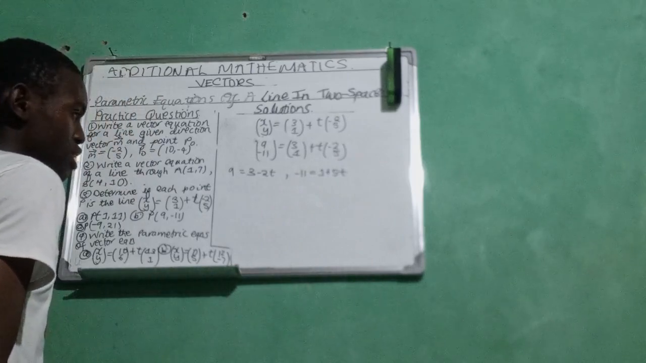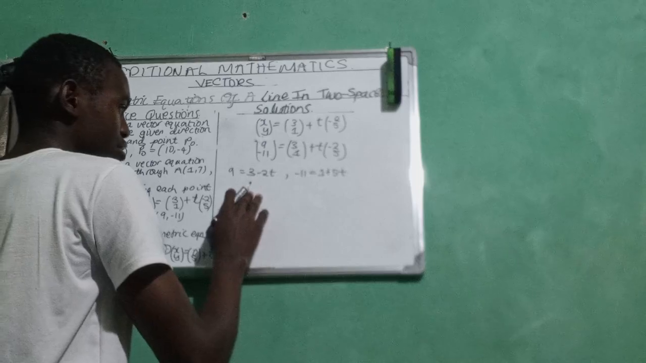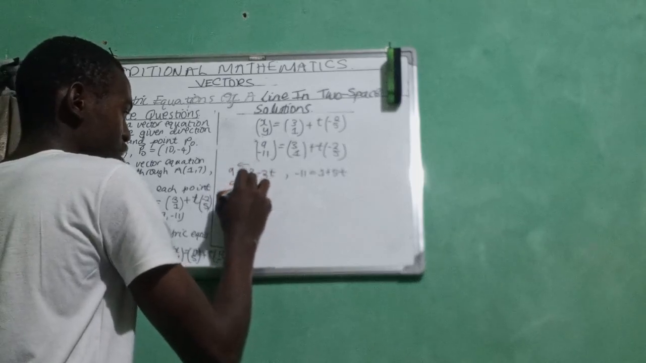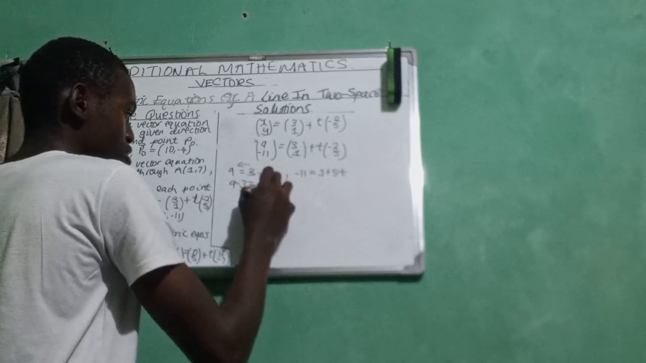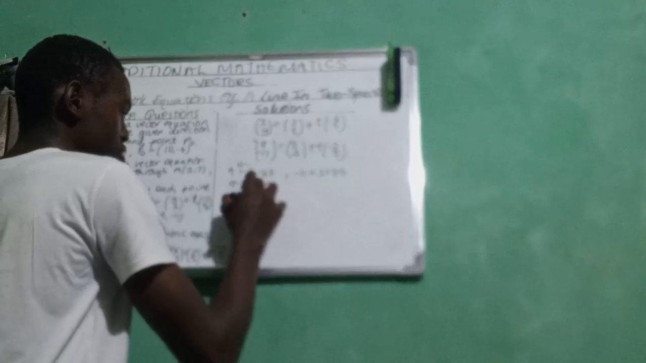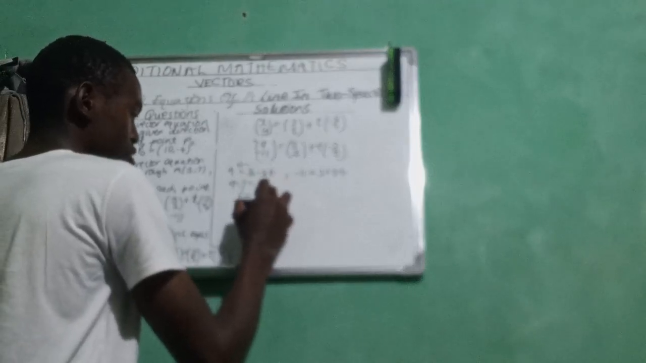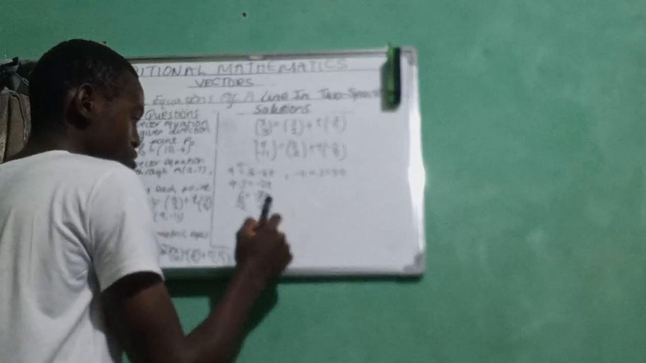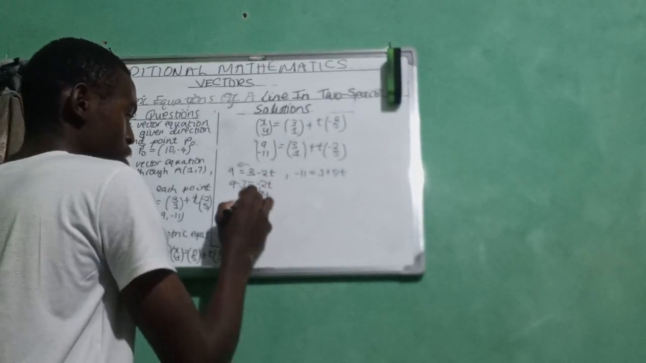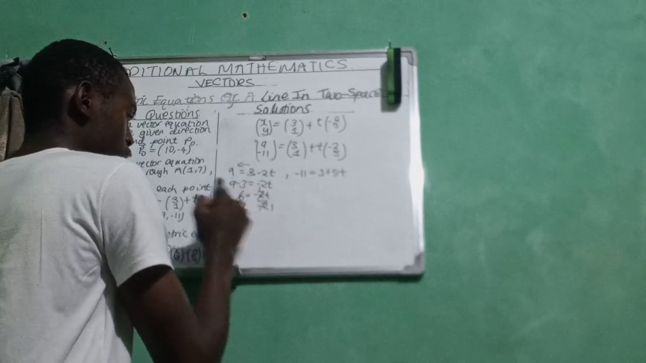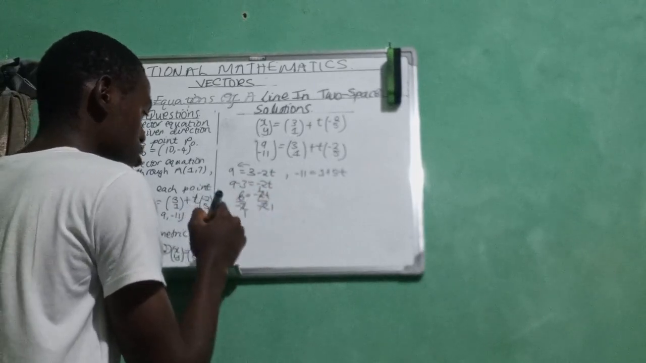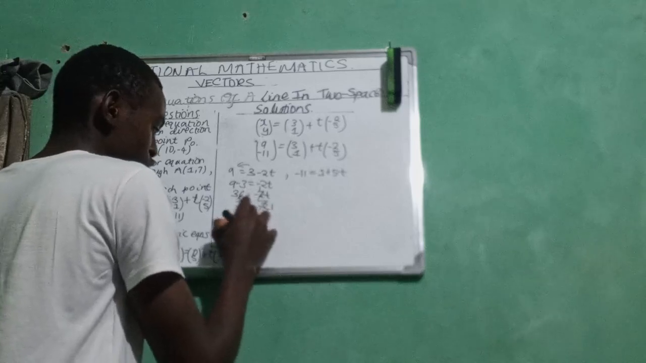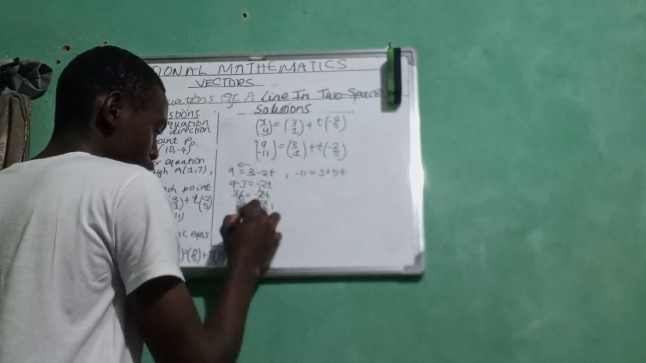At this point we are going to take the 3 to the other side. 9 minus 3 is equal to -2t. 9 minus 3 is positive 6, which is equal to -2t. Divide by -2 on both sides. -2 into 6 is -3. So it means t is equal to -3.